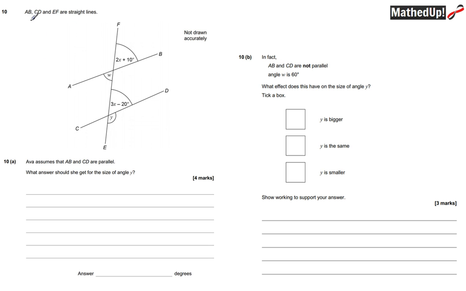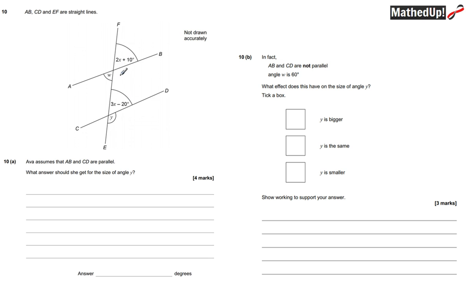Question 10. AB, CD and EF are straight lines. Ava assumes that AB and CD are parallel to one another. What answer should she get for the size of angle Y over here? Okay, so if these two lines are parallel to one another, that means that this angle and this angle have to be corresponding angles, which means that they're going to be equal to one another.